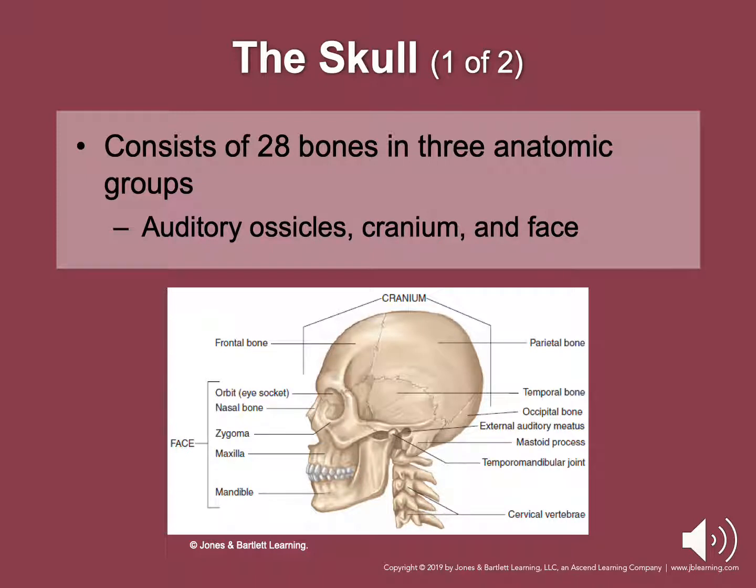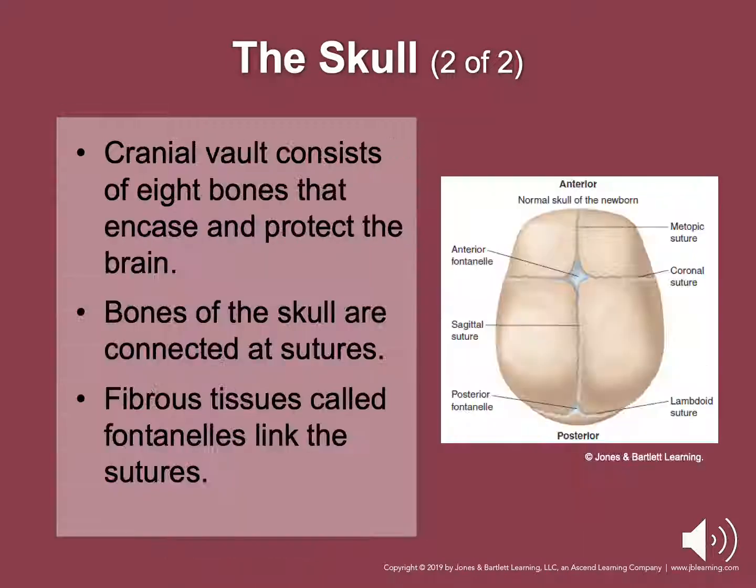The skull itself: the cranial vault consists of 8 bones that encase and protect the brain. The bones of the skull are connected by sutures, and each one of these sutures has a different name also. So you see your sagittal suture there, coronal suture, and all these have different names. Fibrous tissues called fontanelles link the sutures.